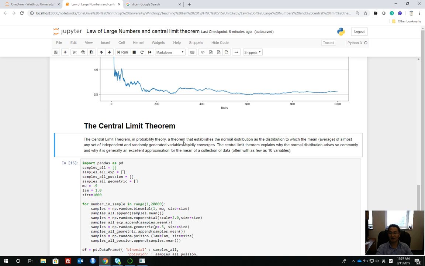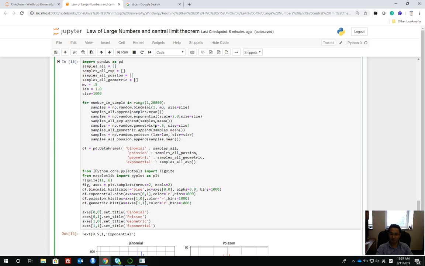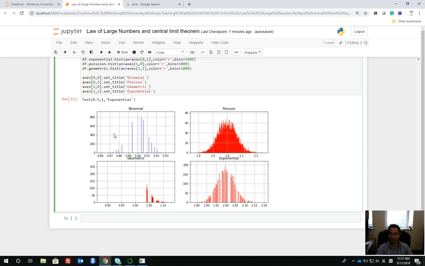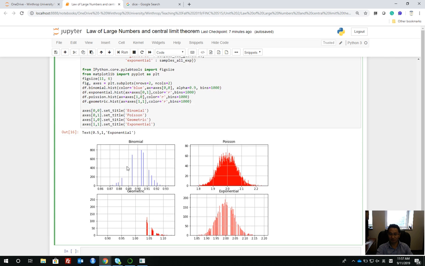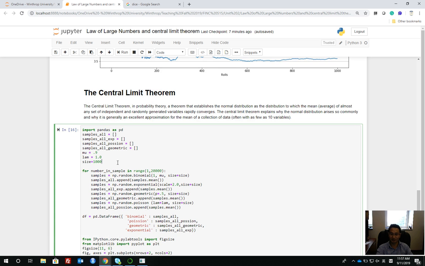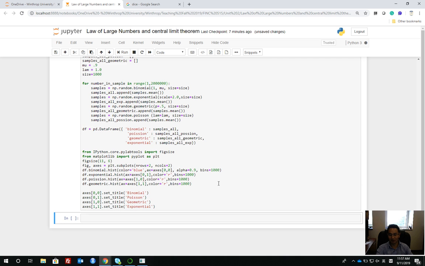Okay, the central limit theorem says the average of any kind of distribution will follow a normal distribution as long as the draws are independent and randomly generated. So the code below shows that we draw from binomial, exponential, geometric, and Poisson distributions. If you draw many times, the average of all of those distributions will give you something close to a normal distribution. Okay, so that's what it looks like. If you change this number to be higher, it will give you something even better. It will take a while to run.